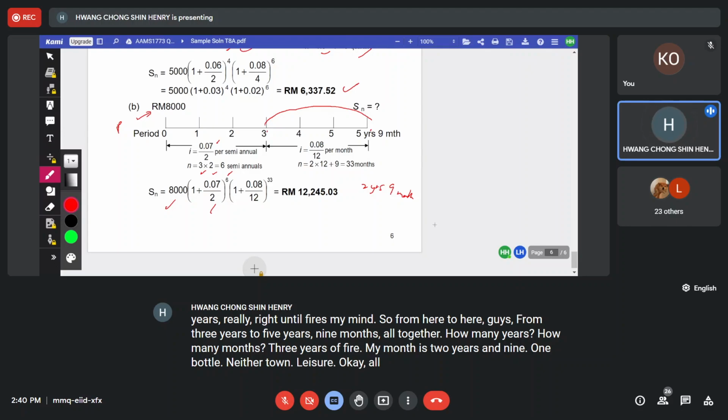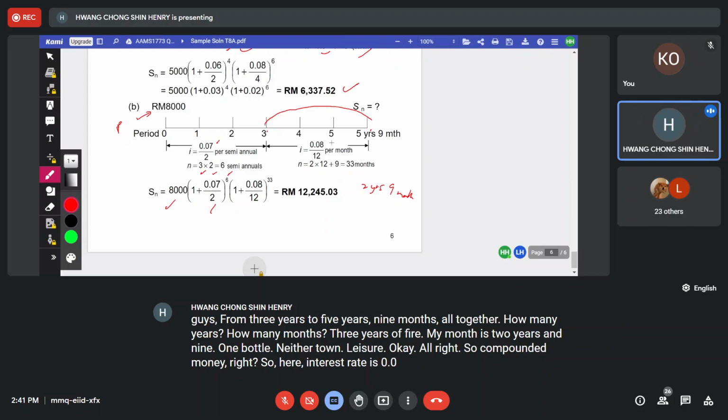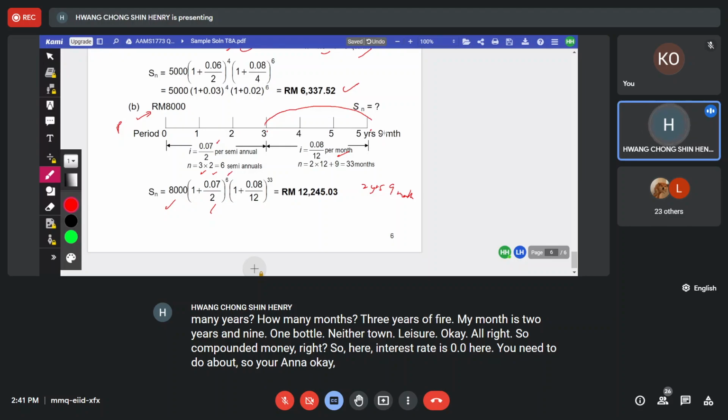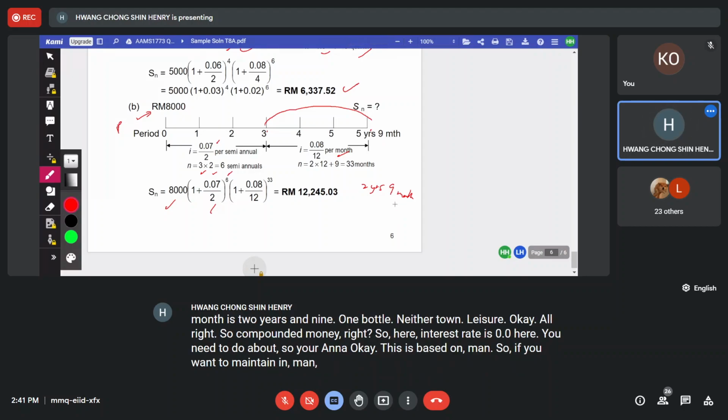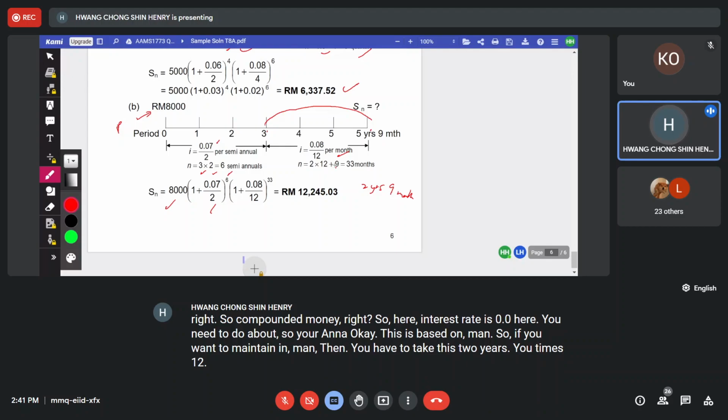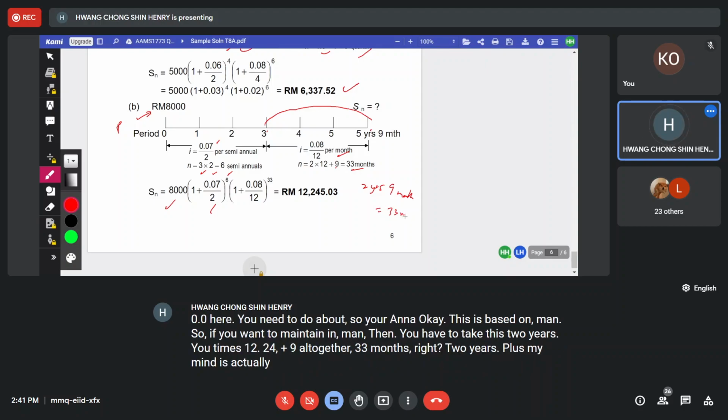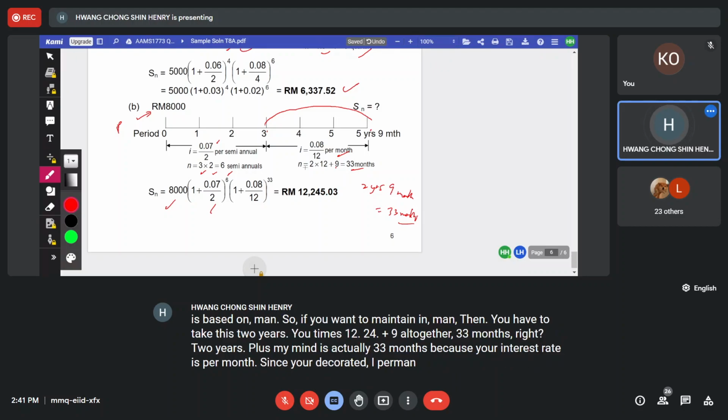Okay, alright. So compounded monthly, right? So here the interest rate is 0.08 per year, but you need to divide by 12 per month. So your N, okay, this is based on month. So if you want to maintain in month, then you have to take these 2 years, you times 12, 24 plus 9 altogether, 33 months, right? 2 years plus 9 months is actually 33 months. Because your interest rate is per month. Since you already calculate the I per month, why not change your N to month?